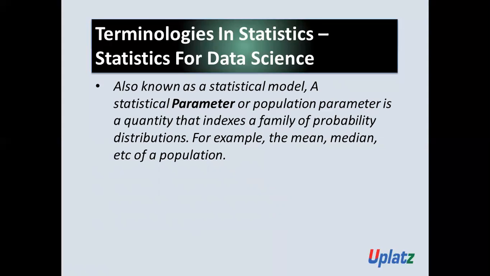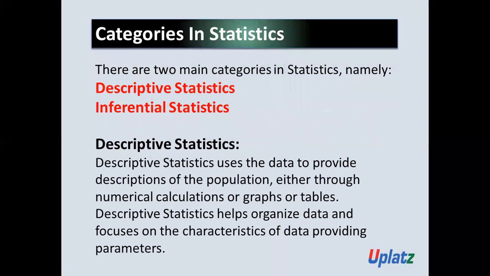Now let's proceed to the next term. Next point, categories in statistics. So see, there are two main categories in statistics, namely descriptive statistics and inferential statistics. So the first one is descriptive statistics and the second one is inferential statistics. Let's understand descriptive statistics.